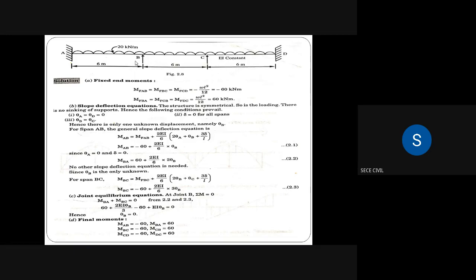What is the formula for calculating fixed end moment? If we have a UDL load, it is minus WL square by 12 and plus WL square by 12. Left to right movement MFAB, MFBC, and MFCD are all minus WL square by 12, and right to left MFBA, MFCB, MFDC are all plus WL square by 12. So we have minus 60 kilonewton meter for left to right movement, and plus 60 kilonewton meter for right to left movement.